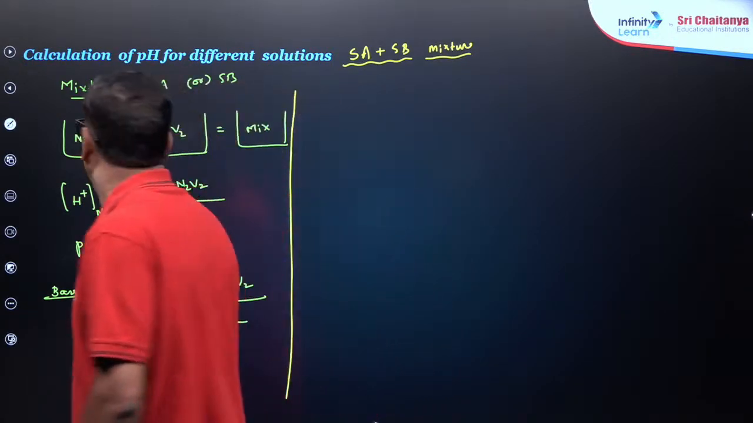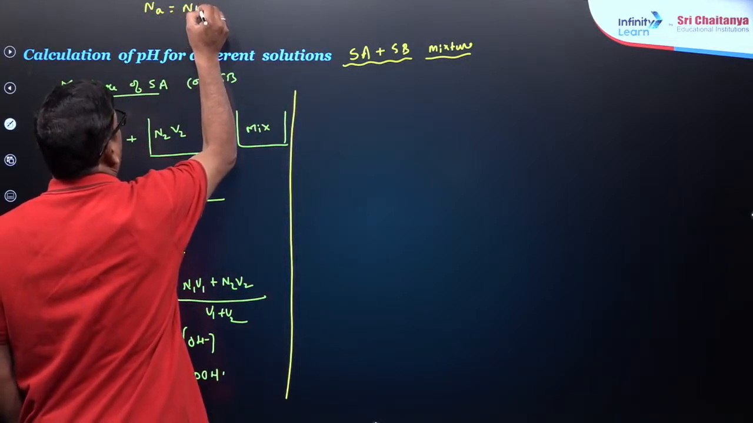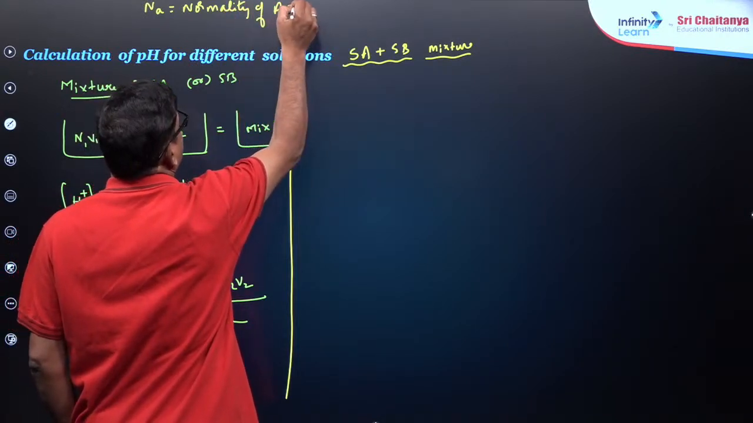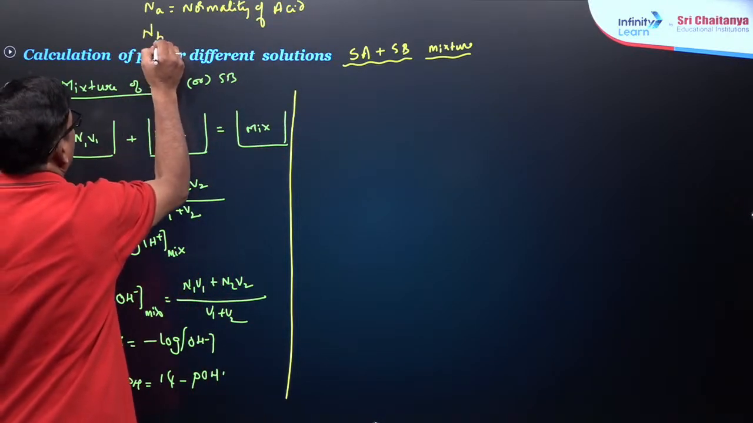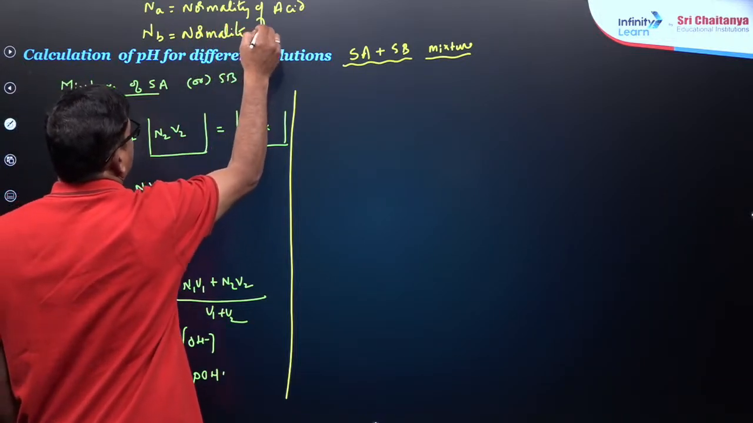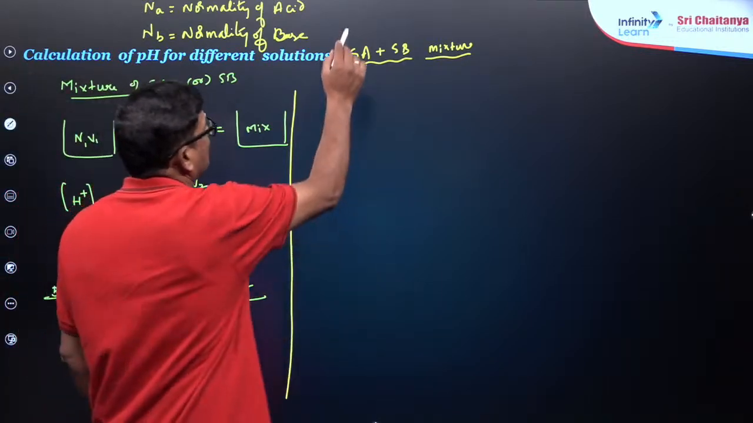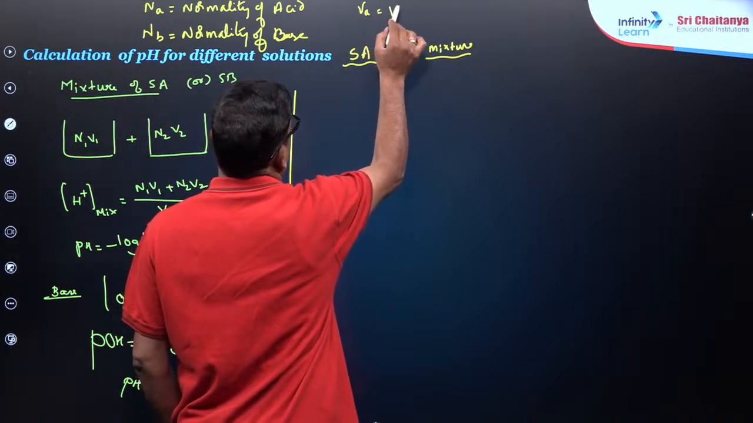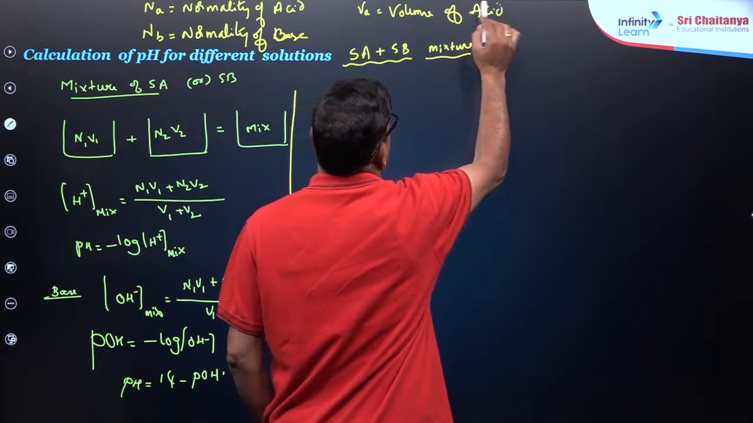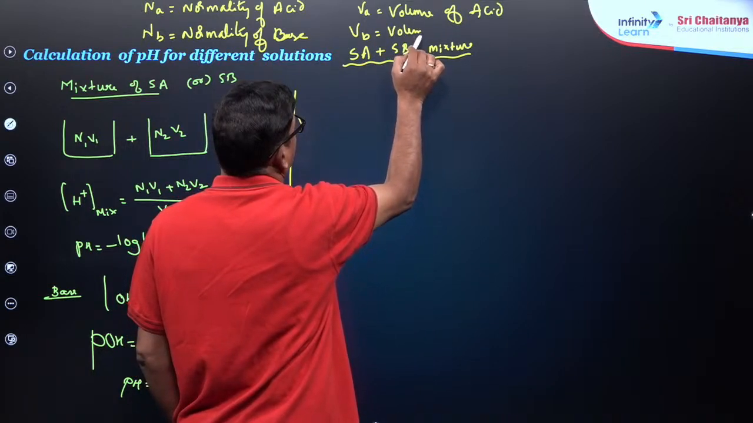मान के चलो Na is normality of acid and Nb is normality of base. ठीक है? And Va is equal to volume of an acid and Vb you say volume of base.